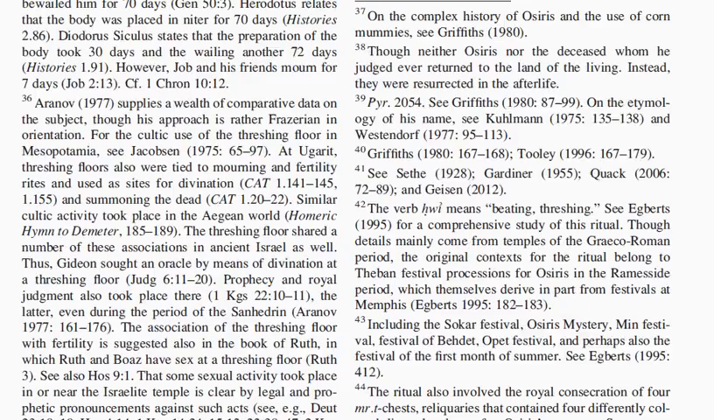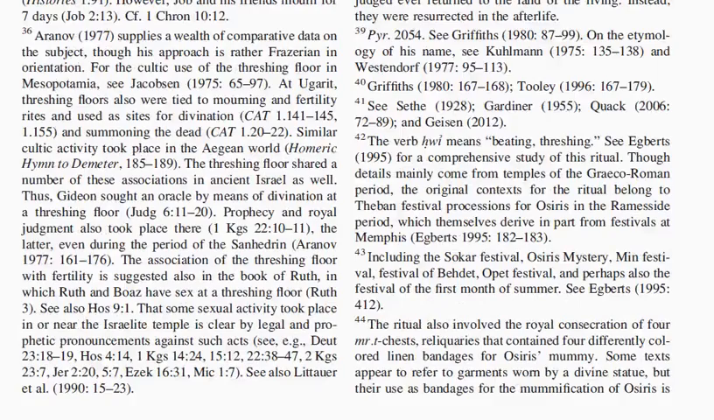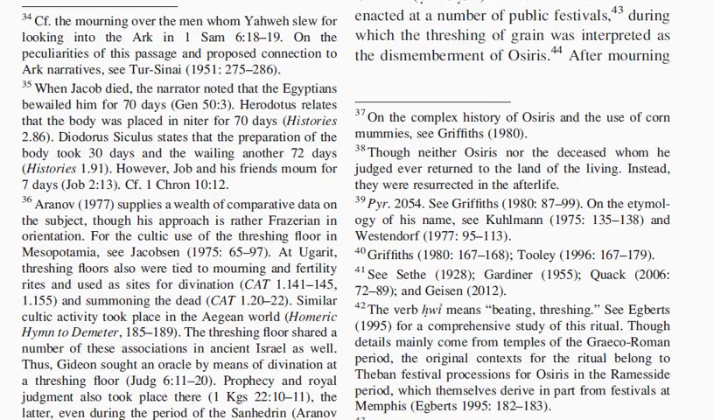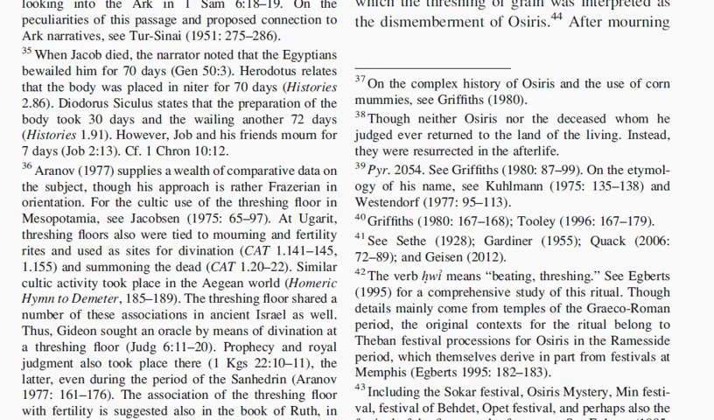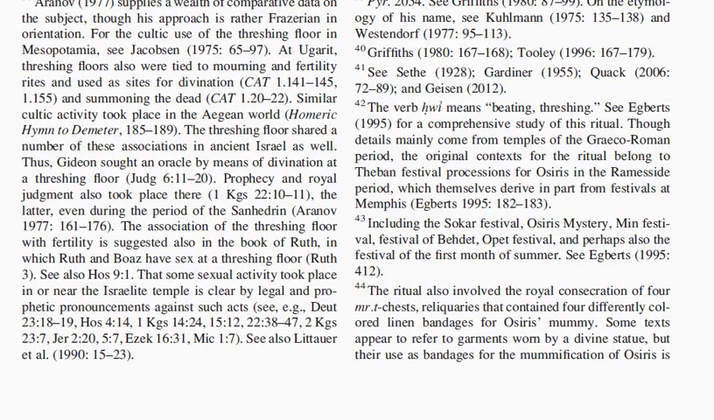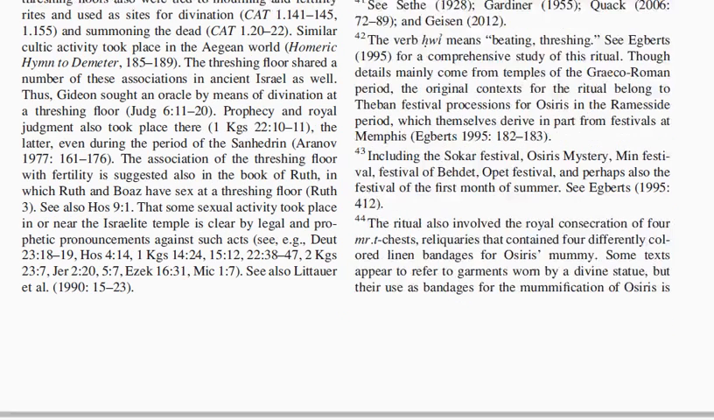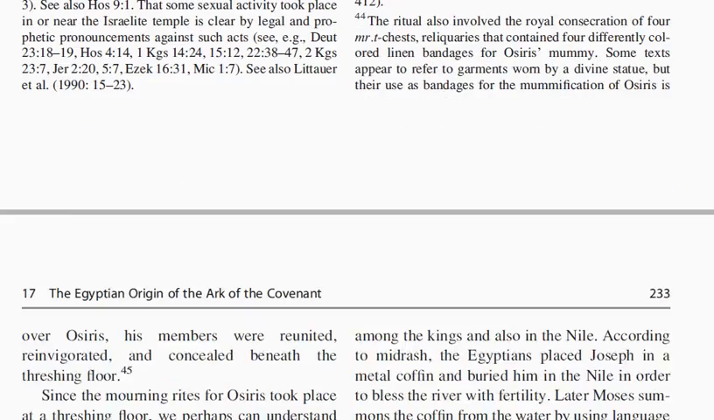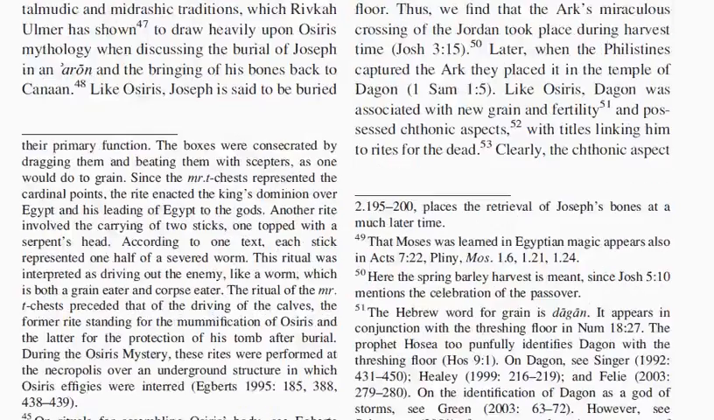See Egberts, 1995, page 412. End of the footnote, during which the threshing of grain was interpreted as the dismemberment of Osiris. Footnote, the ritual also involved the royal consecration of 4 myrtle chests, reliquaries, that contained 4 differently colored linen bandages for Osiris' mummy. Some texts appear to refer to garments worn by a divine statue, but their use as bandages for the mummification of Osiris is their primary function.